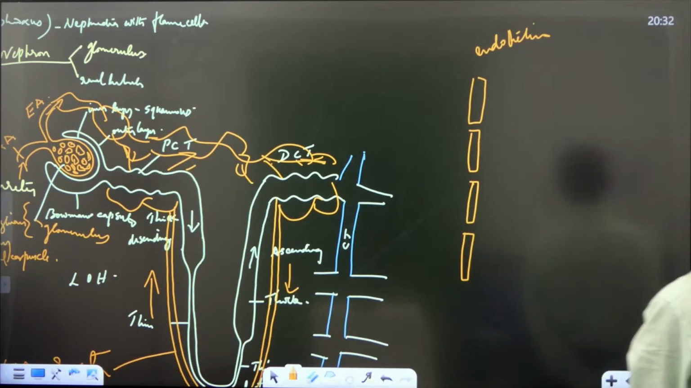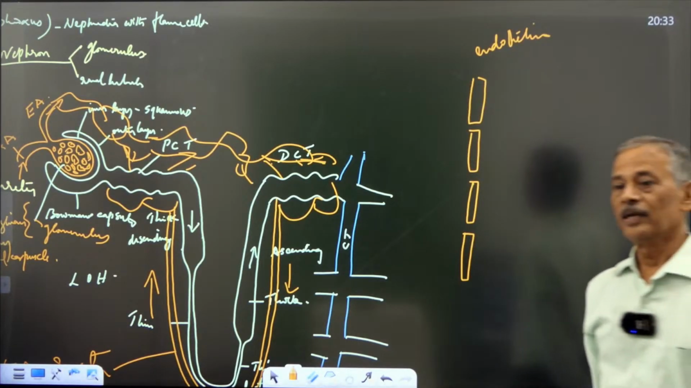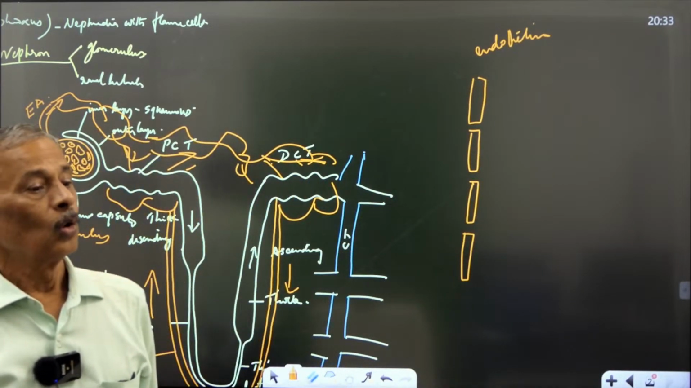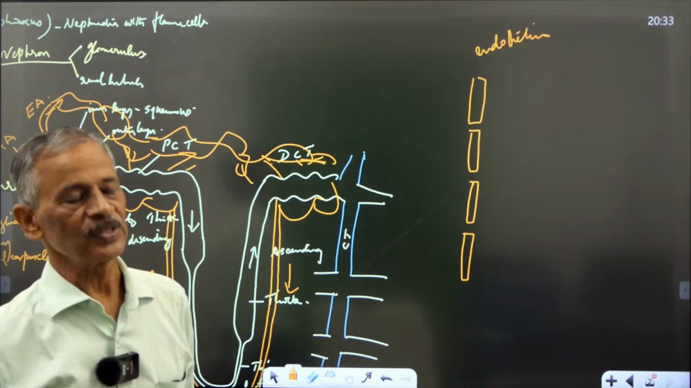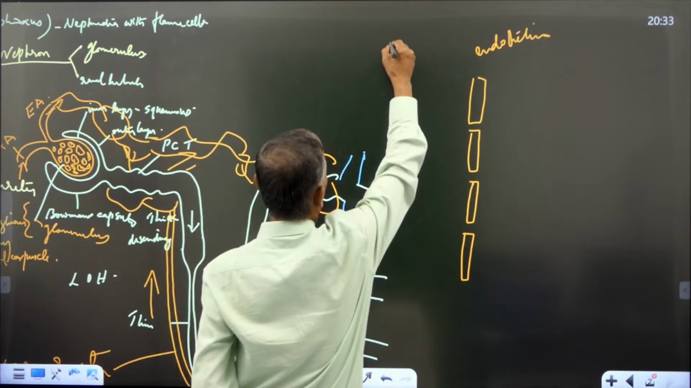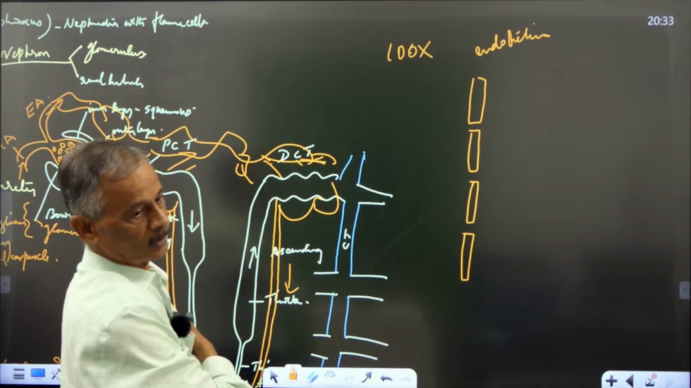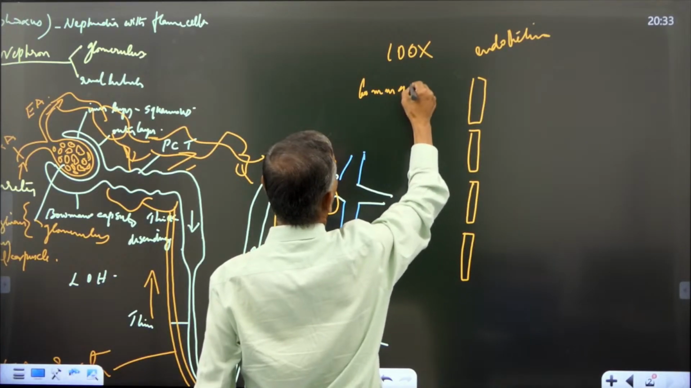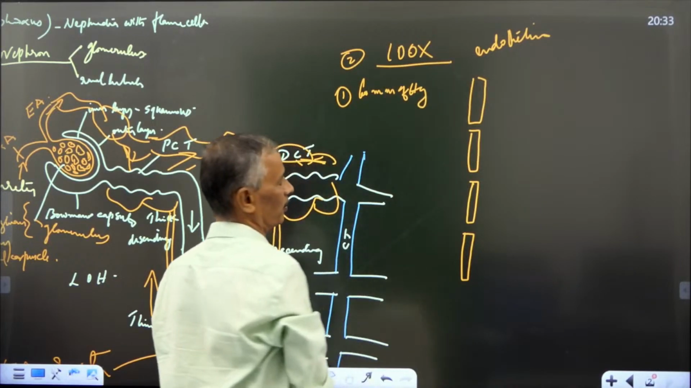This endothelium has some gaps which give it more permeability. So the permeability, the flow of material across this cell layer, the endothelium, will be about 100 times more. Endothelium has 100 times more permeability. Remember, the pressure is 60 mm of mercury. So it is under high pressure. Second, it has high permeability.